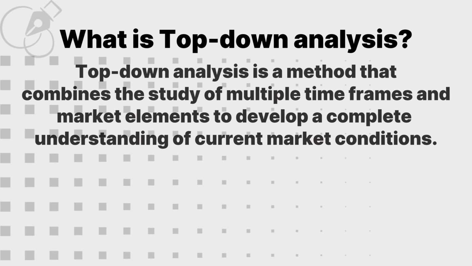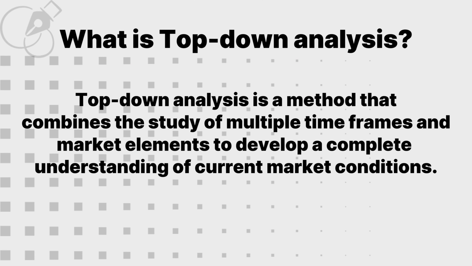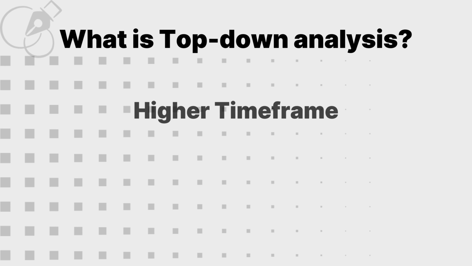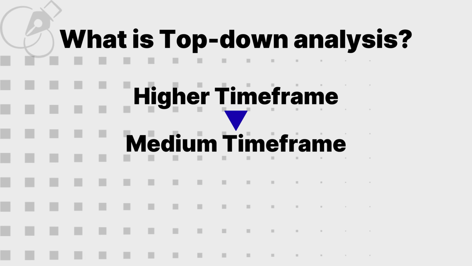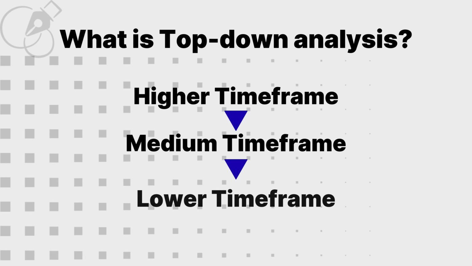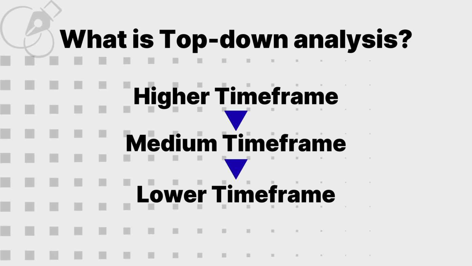So what exactly is top-down analysis? Top-down analysis is a method that combines the study of multiple time frames and market elements to develop a complete understanding of current market conditions. By starting with higher time frames and gradually zooming into lower details, we gain a broad perspective of overall market direction and key price areas across all levels.